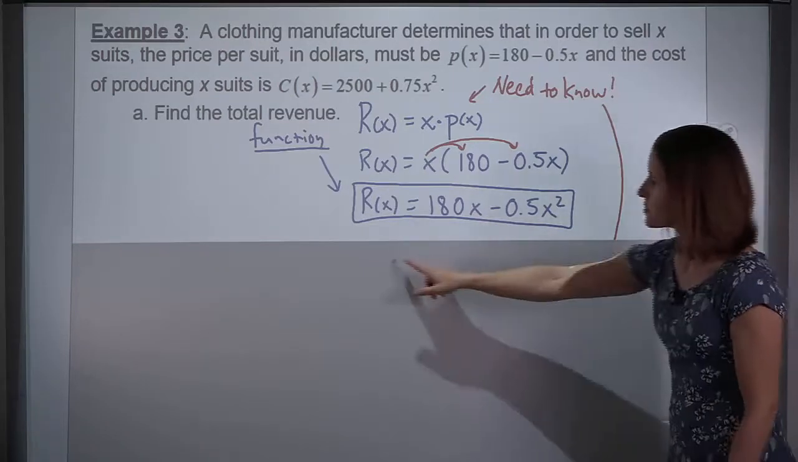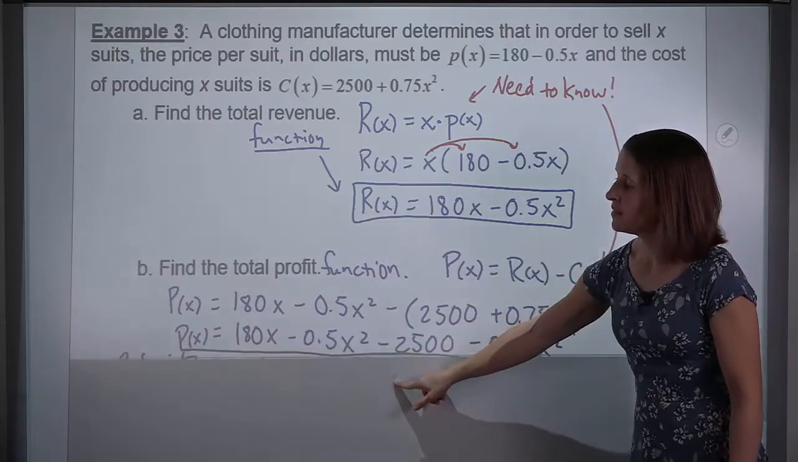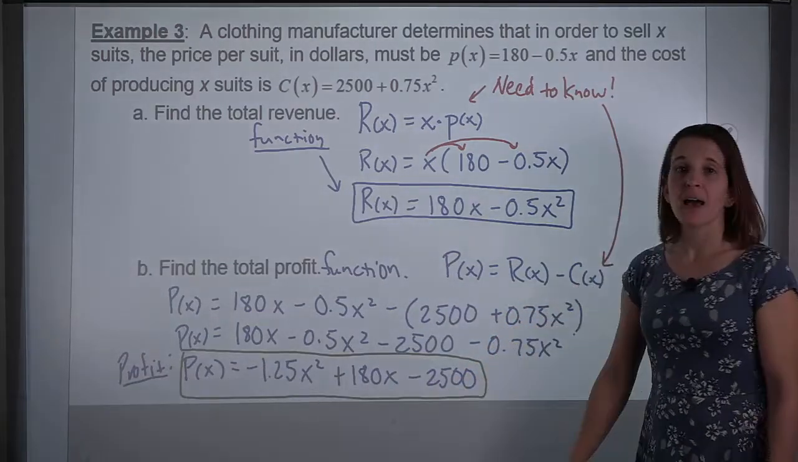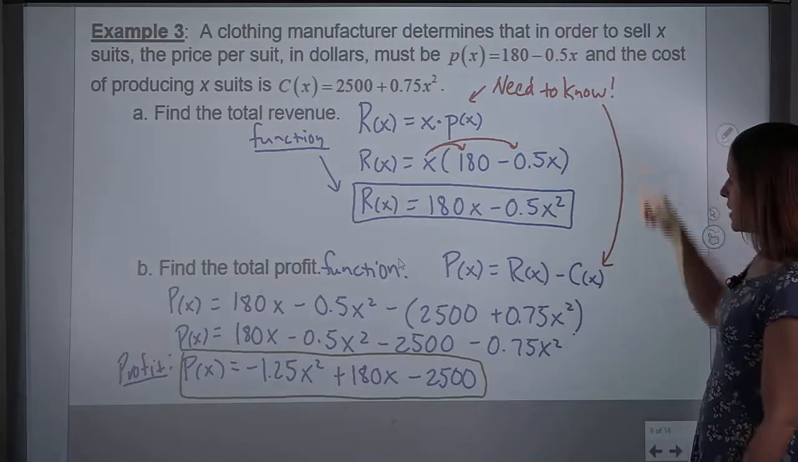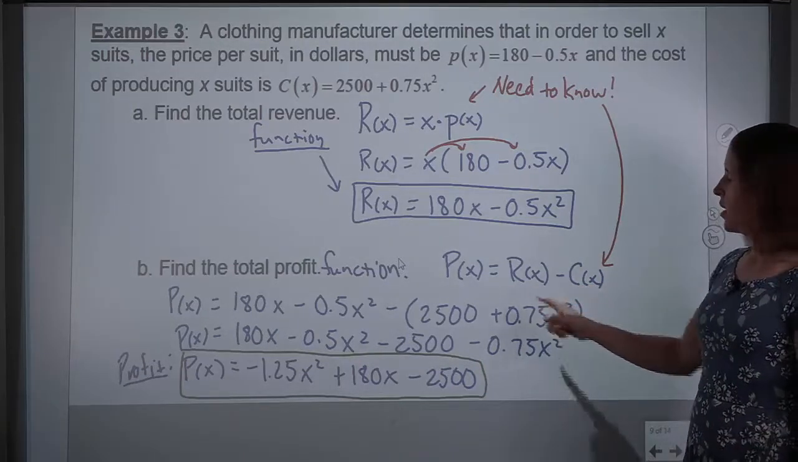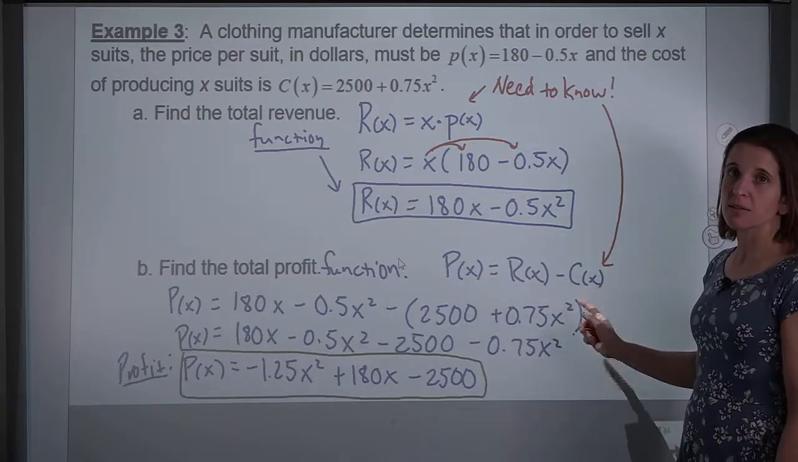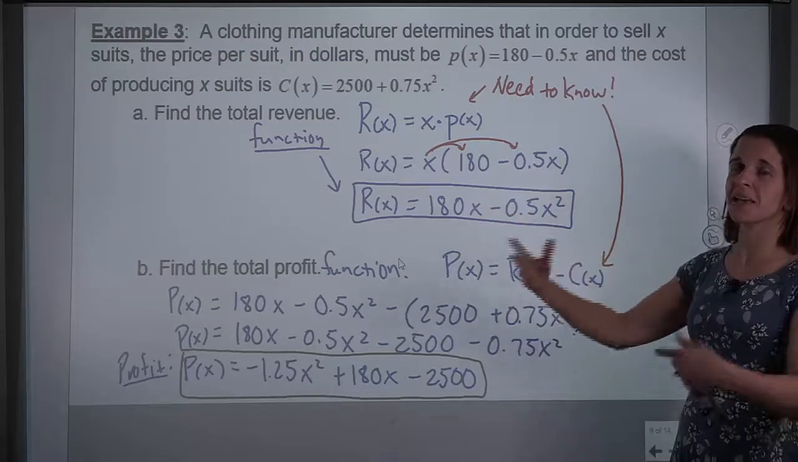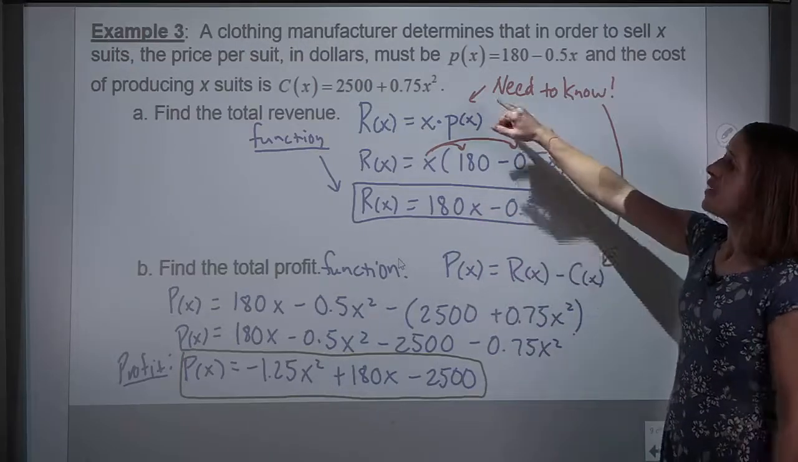We're going to need it in a second. So then part B says find the total profit. Well, the other equation that we need to know and should already know is that profit is revenue minus cost. Well, we now wrote revenue. That's why I gave you part A to help you with that, and we knew cost.